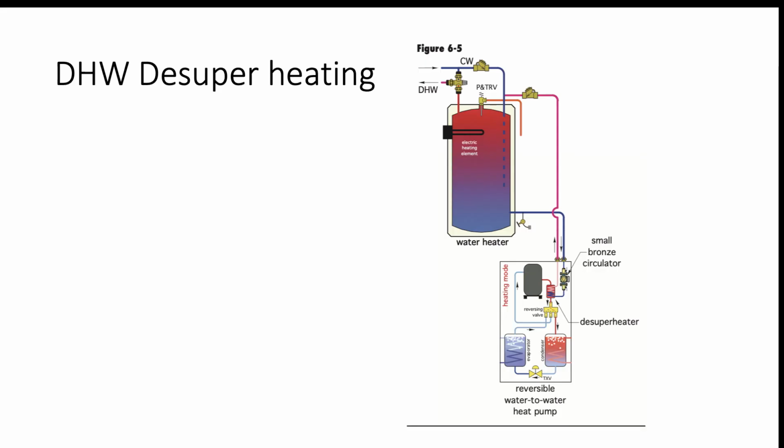Figure 6-5 shows the details of desuperheating off of a compressor and utilizing that energy as a domestic hot water preheat. During cooling season, the system performs quite well. During heating season, there's very little residual heat left over to be utilized as a domestic hot water preheat.